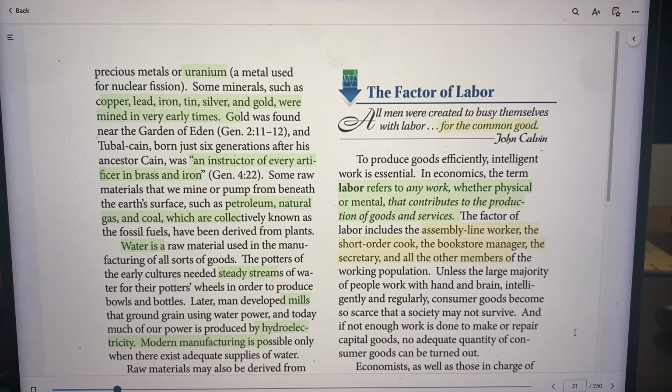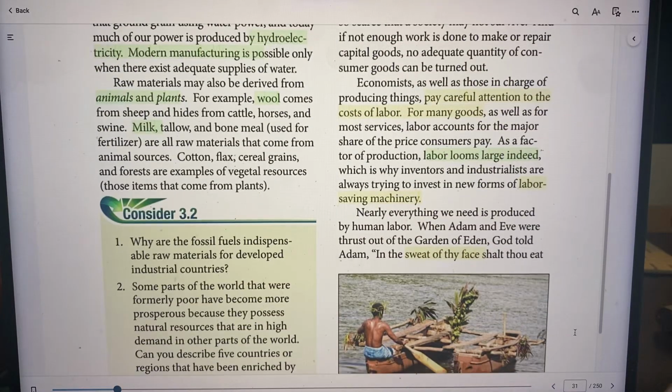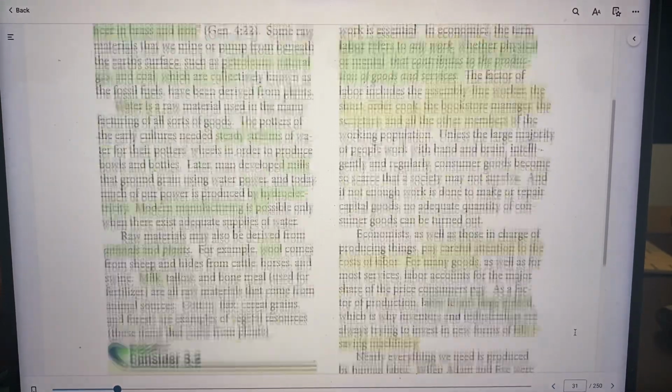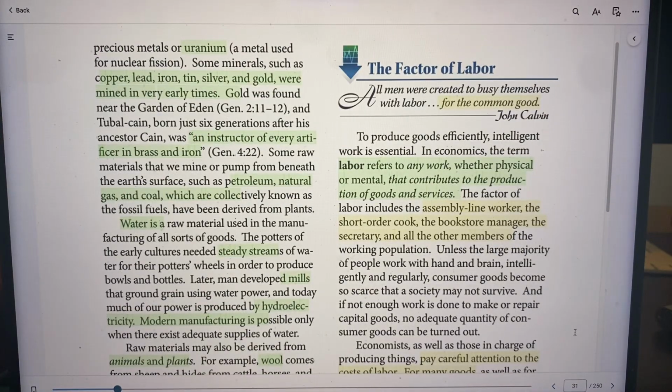So we have, even in the Bible, it goes back to all these natural resources and how important it is for us to have these natural resources in order to get them. So number one factor, natural resources. So let's go to factor number 2.